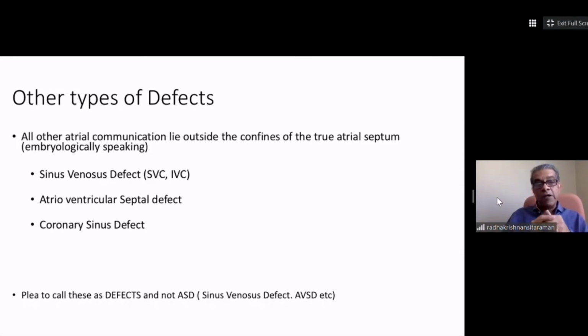There was a time when all these were never considered for a device. But that has been changing, and it has been going on for quite some time, for the past 2 or 3 years, when people have started closing sinus venosus defects. So one day we might start and close the IVC type of sinus venosus defect. We never know. So it is very important to understand the anatomy. So I'll be talking briefly about the sinus venosus defects and the atrioventricular septal defect.